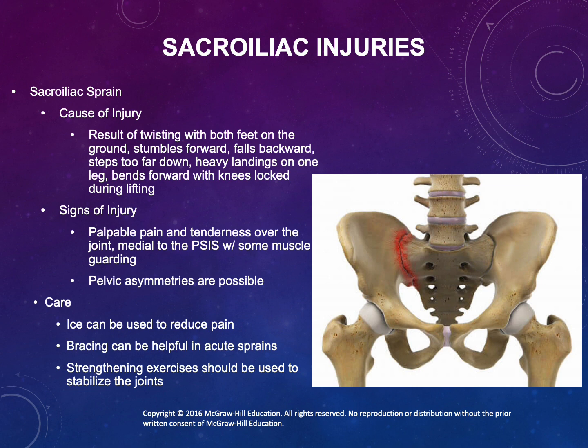SI joint pain can happen due to a myriad of bad mechanics. This presents with palpable point tenderness over the SI joint medial to the PSIS and muscle guarding. It is very common to present with a pelvic tilt or rotation when being evaluated for this injury. Like all other back injuries, core stabilization needs to be the focus of the treatment.